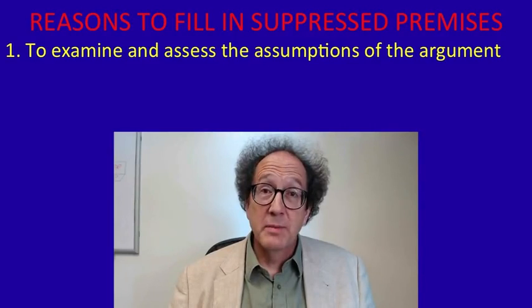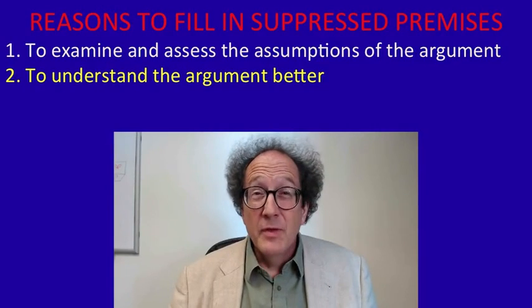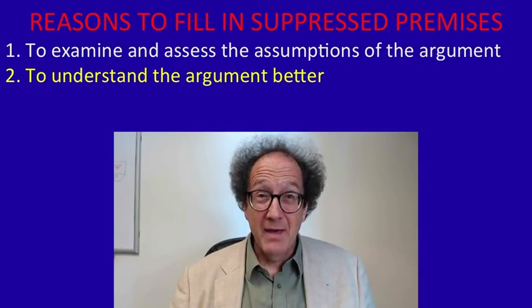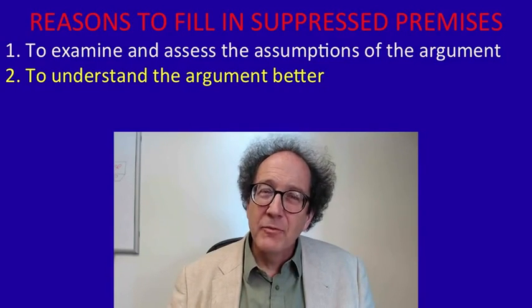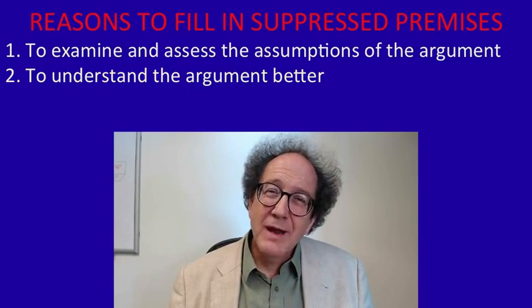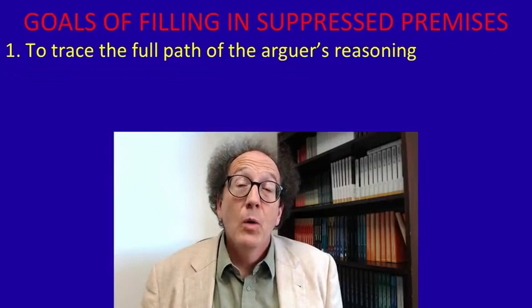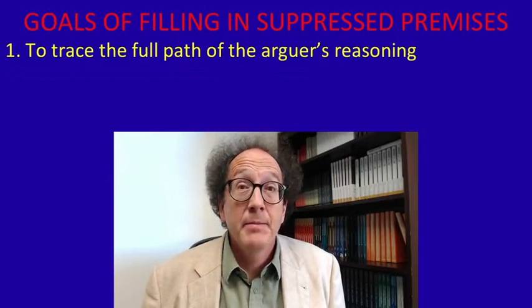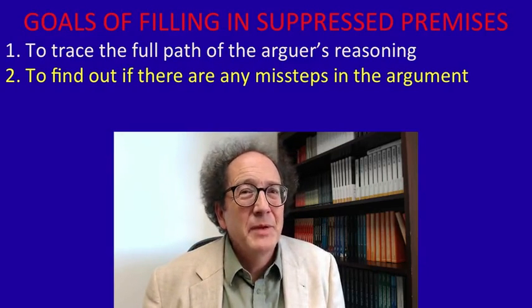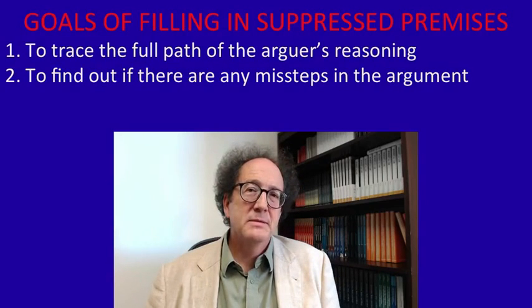Another reason to fill in suppressed premises is to understand the argument better. Because if people suppress premises, then they're showing us some of their footprints along the path. But if we really want to know the full path that their reasoning followed, we've got to see every single footprint. So the goal of bringing out the suppressed premises is to let us trace exactly where their reasoning went from one step to another. So there are two goals. One is to trace the full path, every step, and the other goal is to see if there are any missteps, or they're trying to hide something from us by getting rid of one of their footsteps. So that's the point of bringing out suppressed premises.